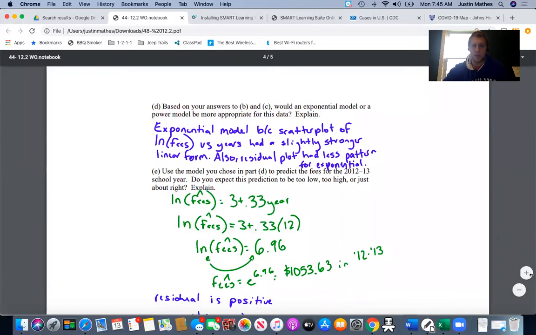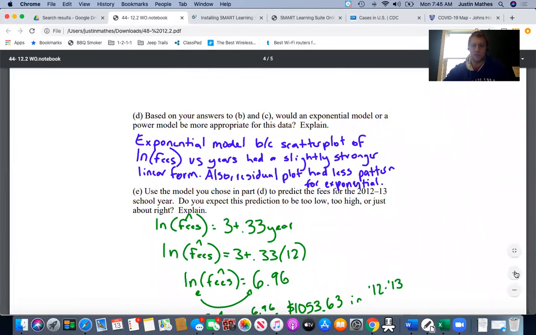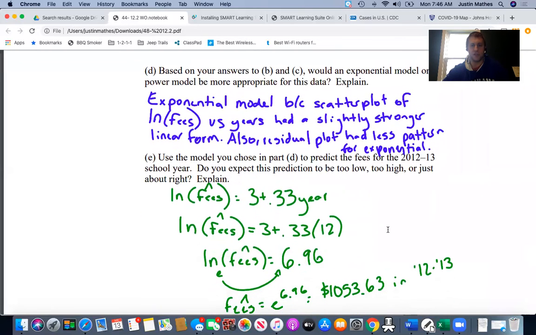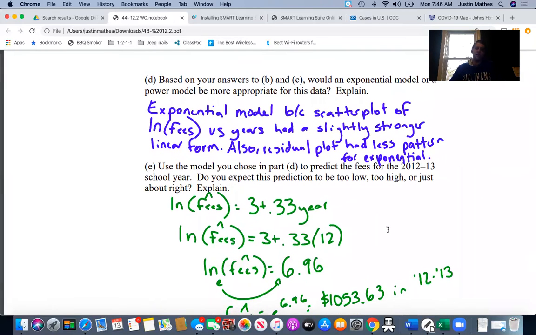And in this case, we compared them and tried to decide which one was better. And your homework's going to ask you to do that some today, is, hey, here's a graph of the exponential model. Here's a graph of the power model. Which one do you prefer? And you're just looking at which one makes it more linear and which one has the better looking residual plot with the most randomness in the y values. So we like the exponential model because it had slightly stronger linear form and no pattern in the residual plot.